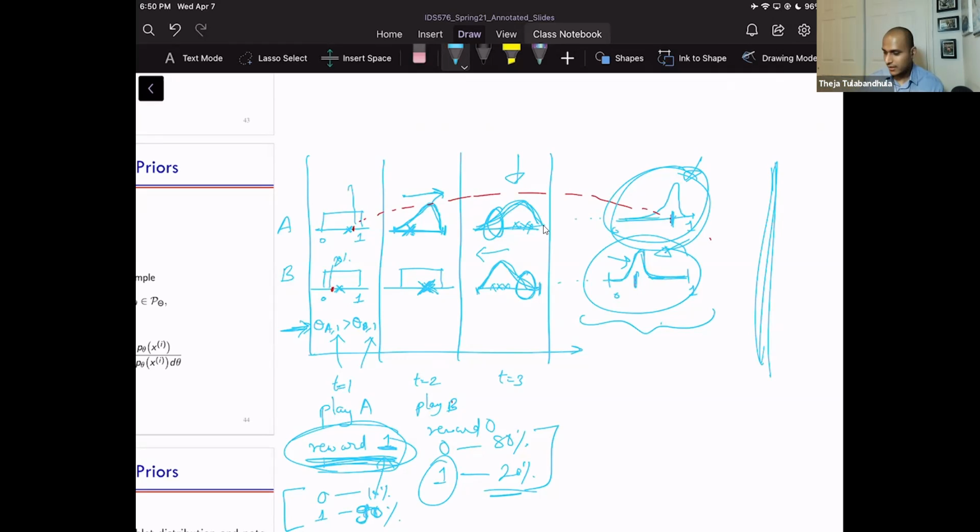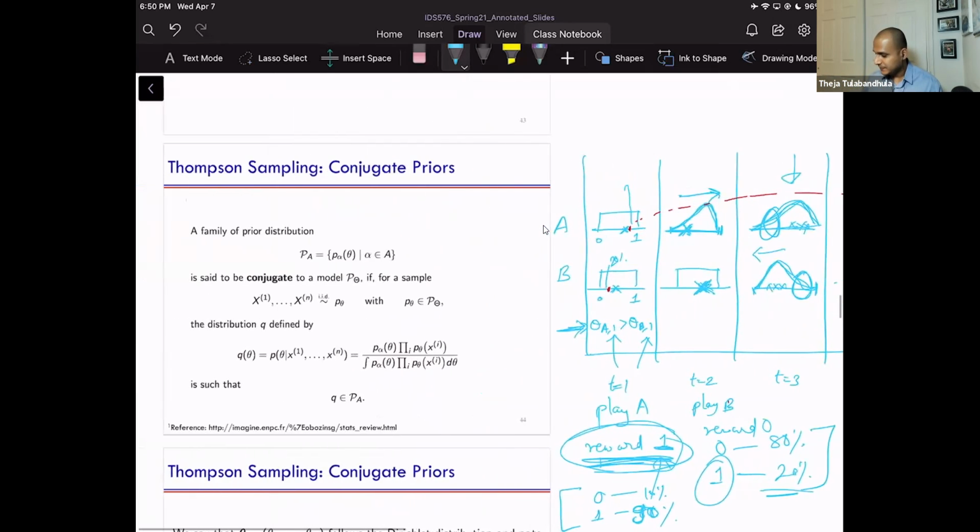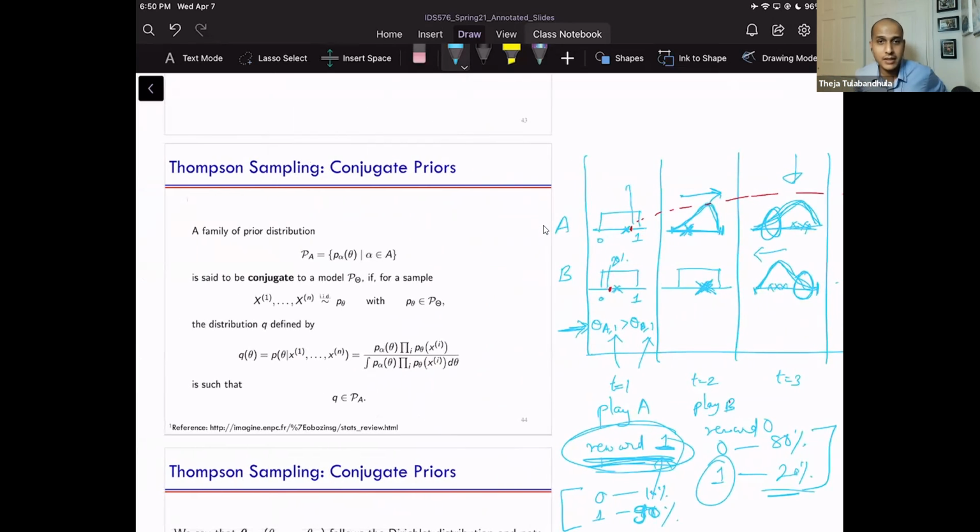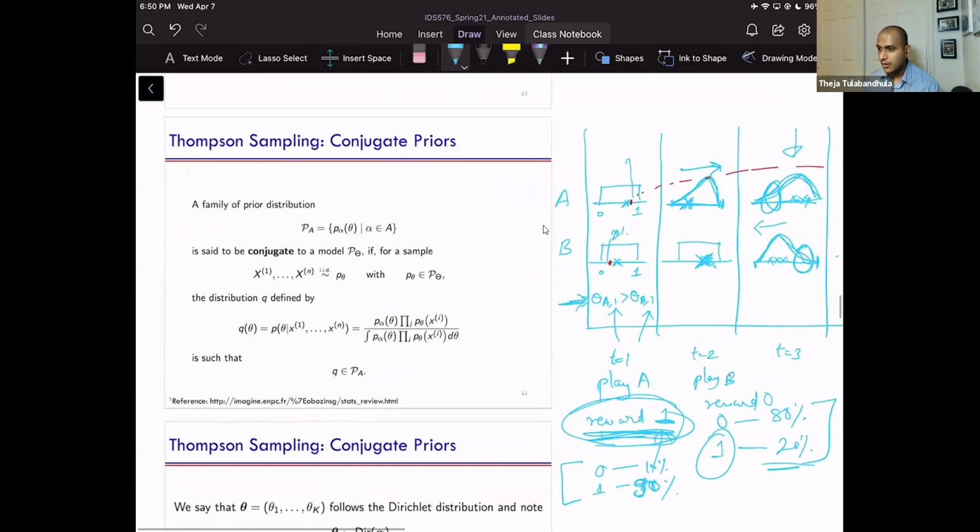And you can actually draw similar temporal diagrams for both UCB and Epsilon-Greedy, but I will not do that right now. If you want, we can do that maybe right after the office hours. Okay, but let me move forward.